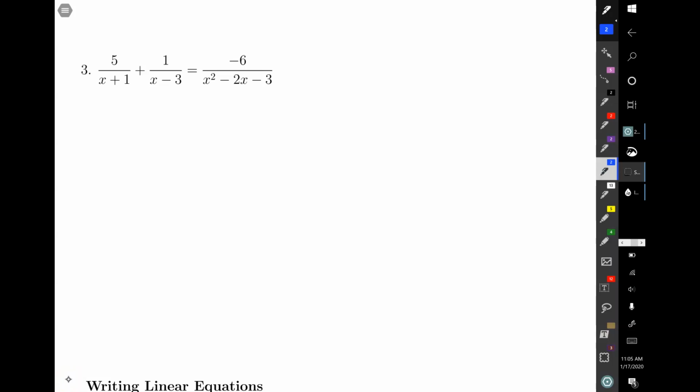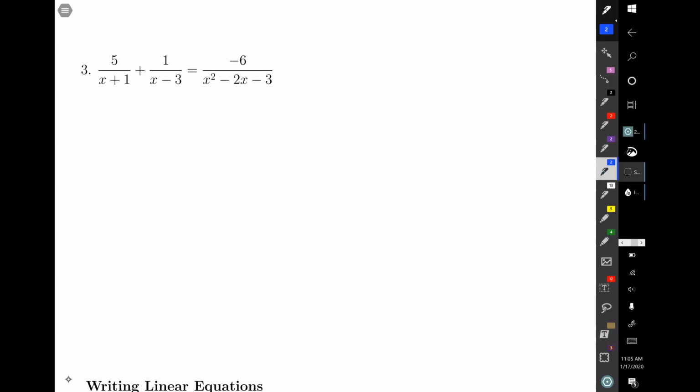equations of a line. This is sort of an oddball topic thrown in here, but I think they want to just review this skill. Number 3 reads, this is example 3: 5 divided by quantity x plus 1, divided by quantity x minus 3, equals -6, all divided by quantity x squared minus 2x minus 3. So on this one, we want to factor first, and then we should figure out the domain first. That's really step 2, which we kind of skipped.